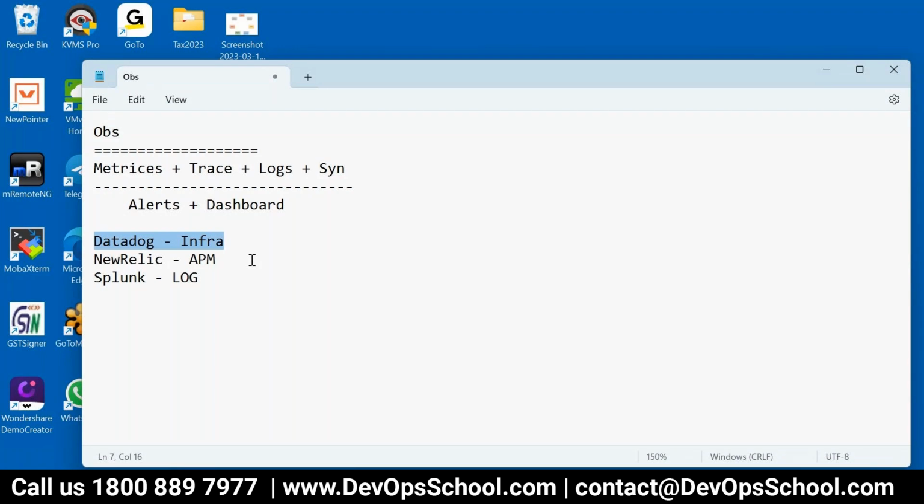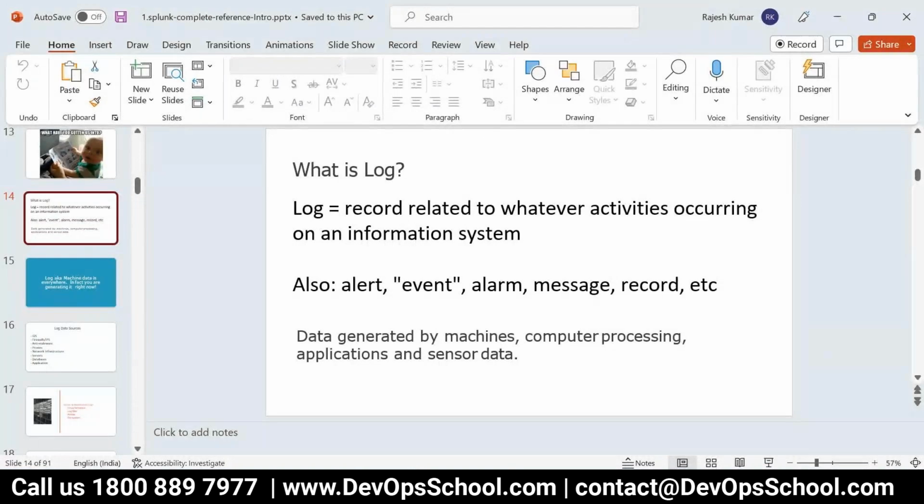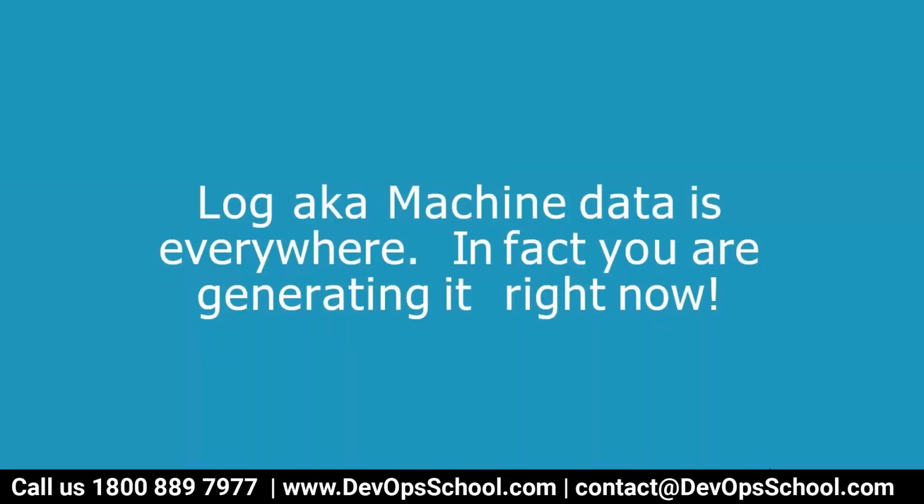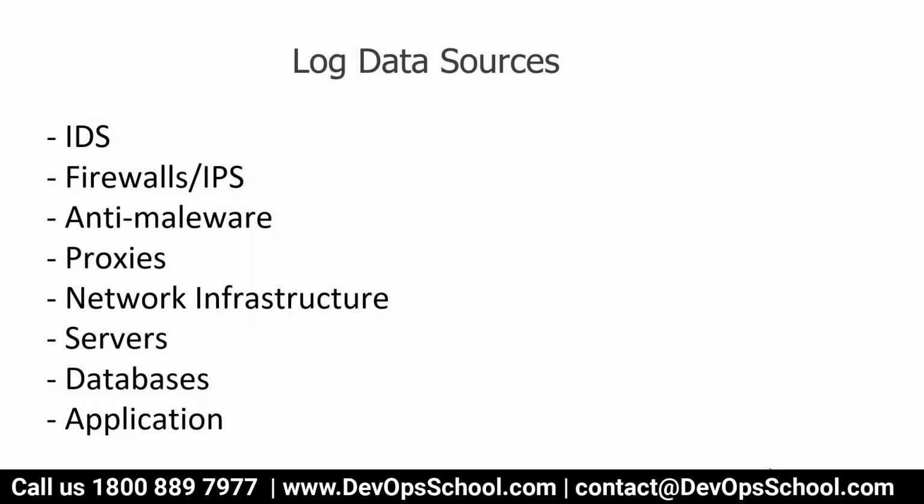Okay, so now let's get started with Splunk and then log monitoring. So what is a log? A log is anything which has been generated by a system or machine. Log is a record related to whatever activities occur on an information system. And in fact, we are generating them everywhere. There are many sources of logs: IDS, firewalls, anti-malware, proxies, network servers, databases, and applications. A lot of logs we have.